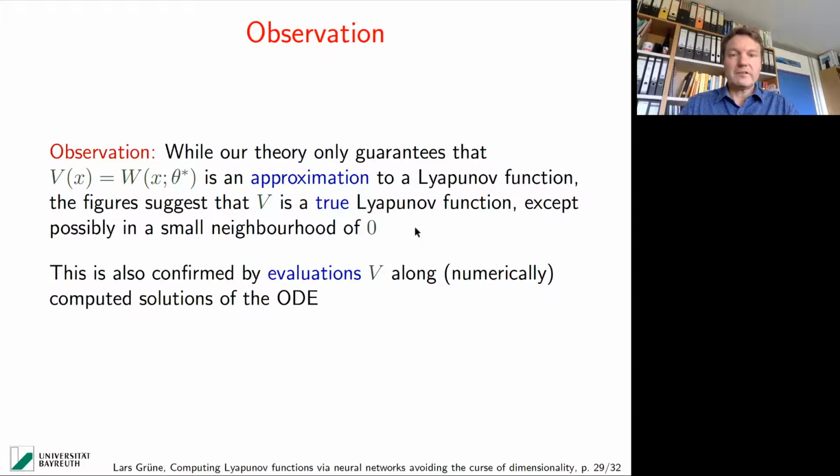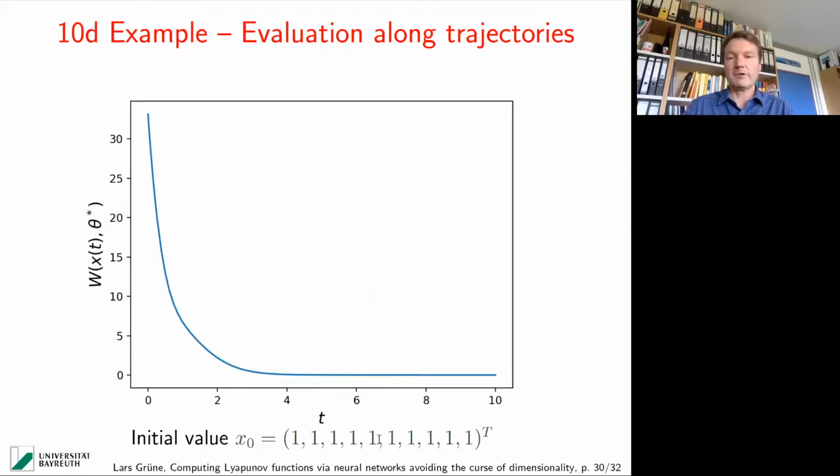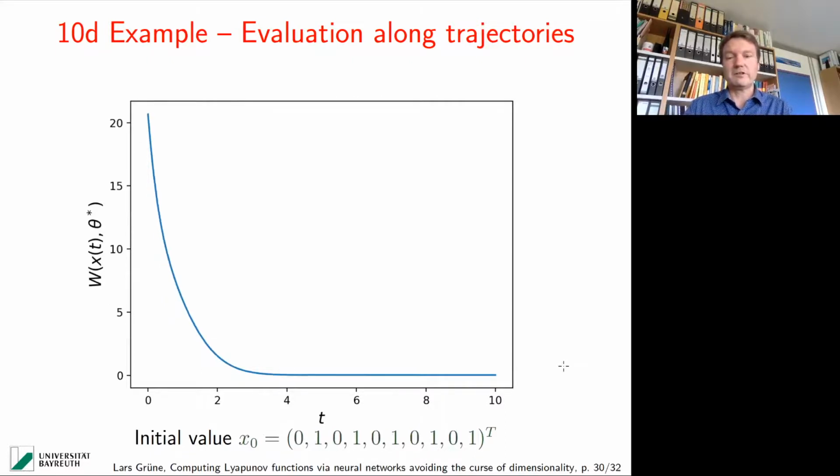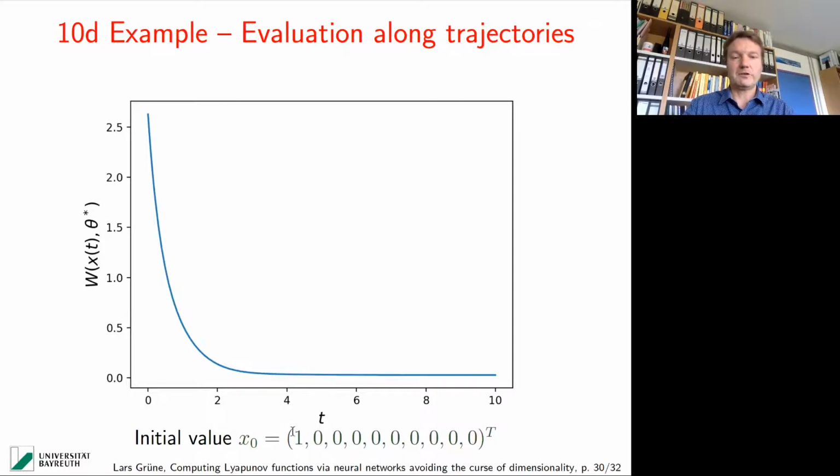And this second fact, that it looks like a true Lyapunov function, is actually also confirmed if we evaluate V along computed solutions of the ODE. So here we have a couple of different initial values, and you see that the computed Lyapunov function always nicely has this strictly decreasing property, right? For this initial condition, for this initial condition, and also for this initial condition where we only choose one component equal to 1 and the rest equal to 0.